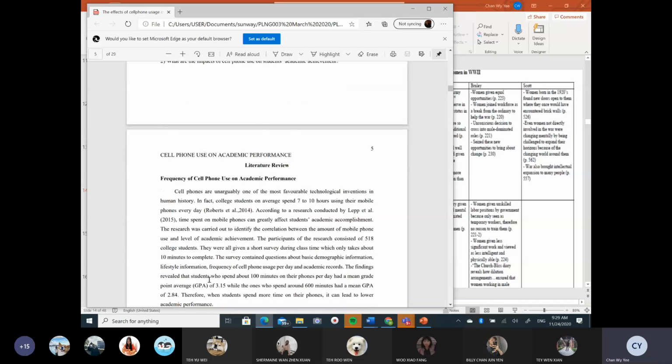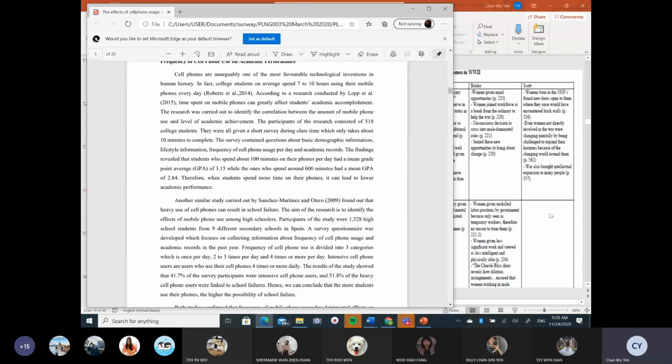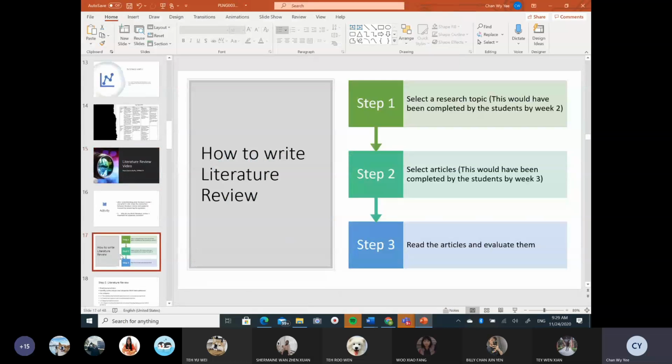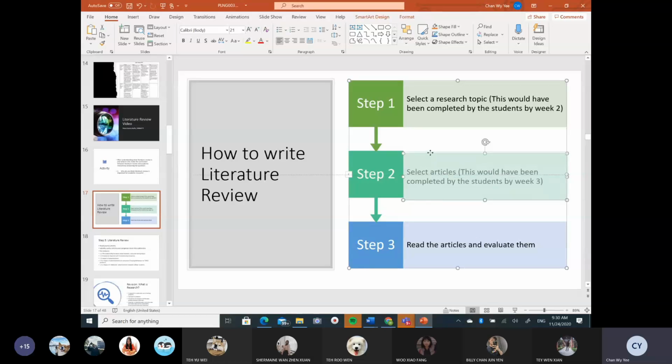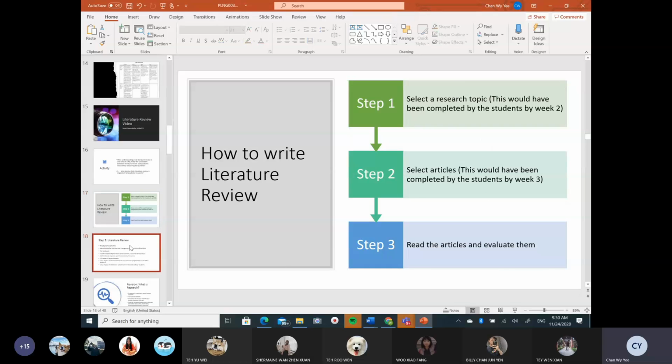The literature review is not hard, but you need to find journal articles. I'm sure the librarian has taught you already. So basically, step one, these steps lead to actually writing the literature review. So far you have selected a topic, which was to be completed by students by week 2. Now you have to select articles. I think I sent a message last week on Friday to find articles, so that you can use them this week. So you need to read the articles and evaluate them for your literature review.